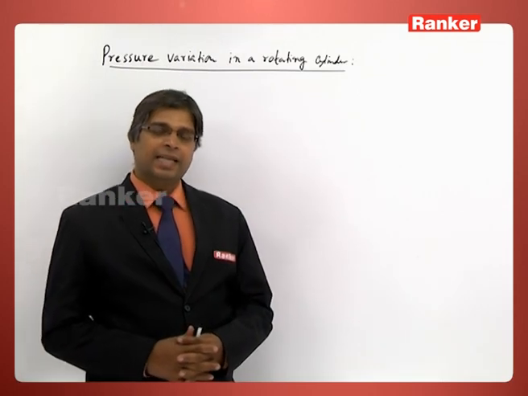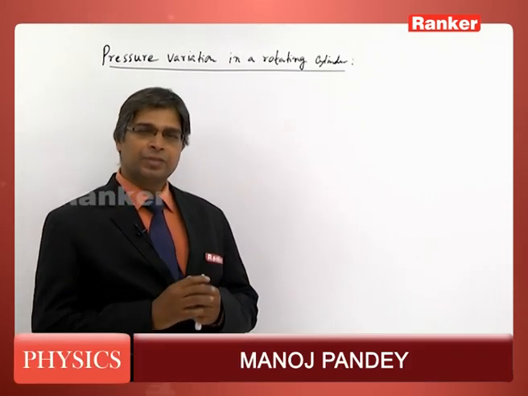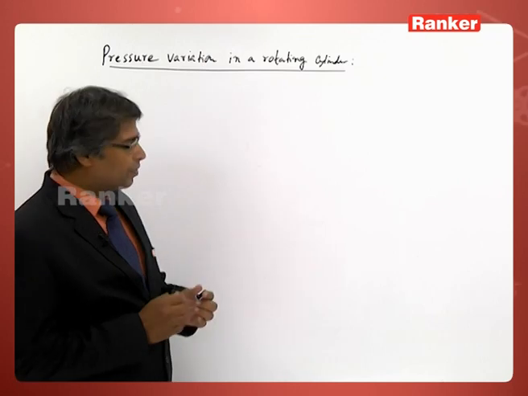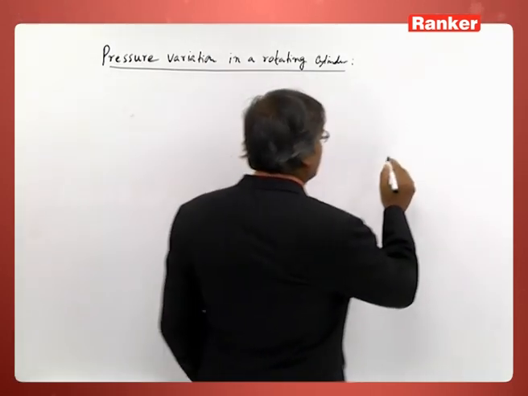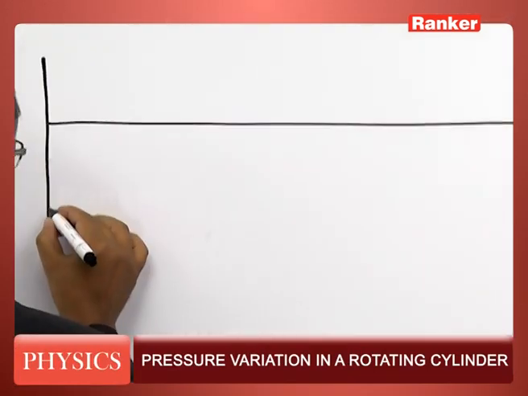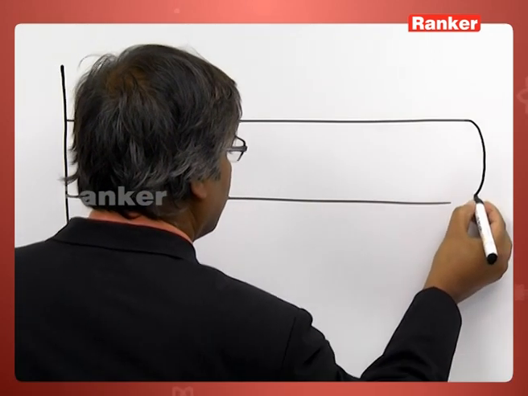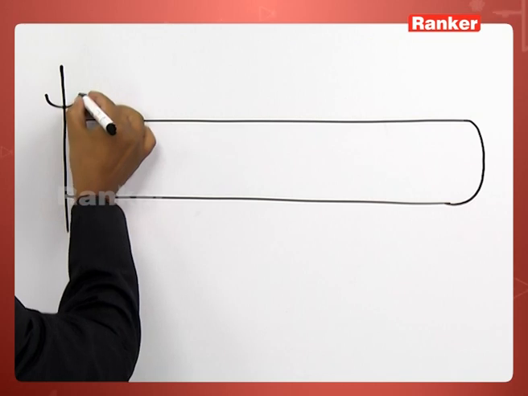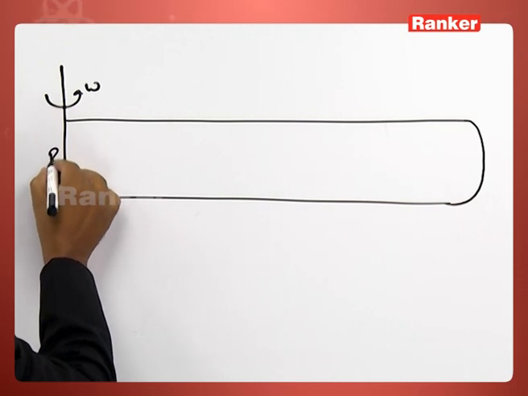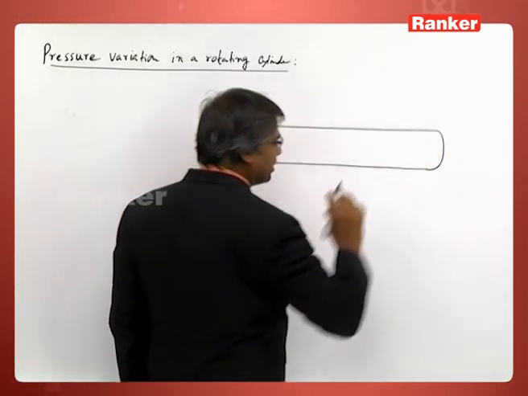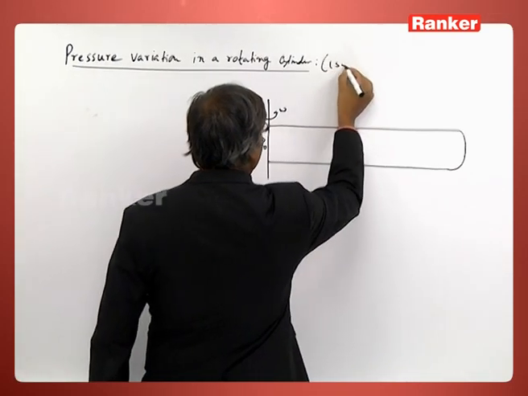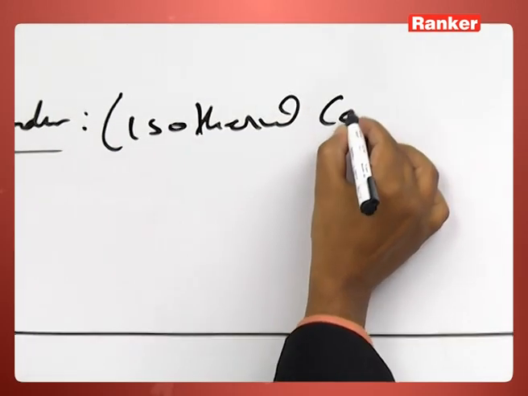So now let us see that if we have a gas inside a cylindrical tube which is rotated, how the pressure varies with the radial distance. So here we have a tube filled with a gas and it is rotating with angular velocity omega. The pressure at the axis is P naught. We want to see how the pressure varies under isothermal conditions. Isothermal conditions prevail.